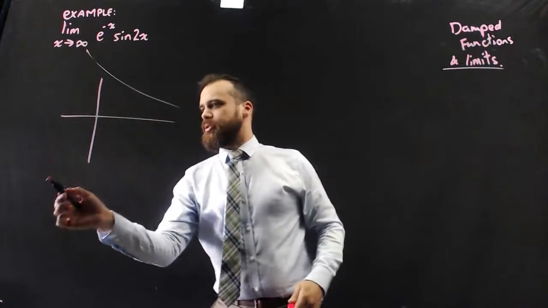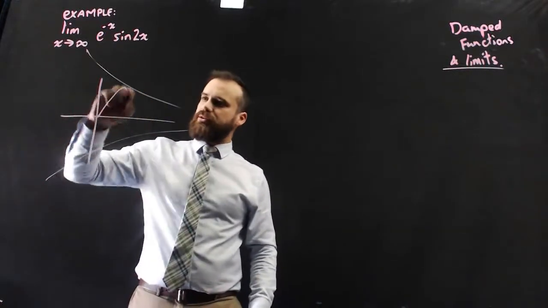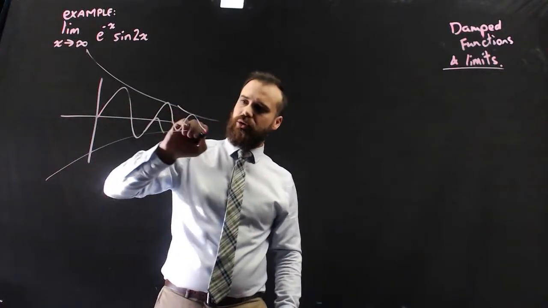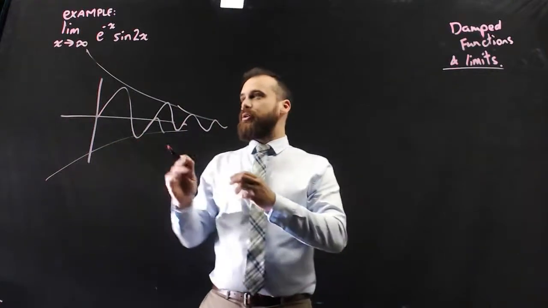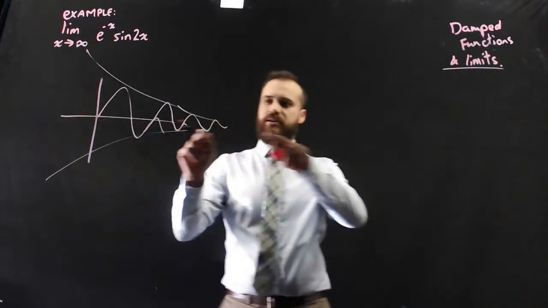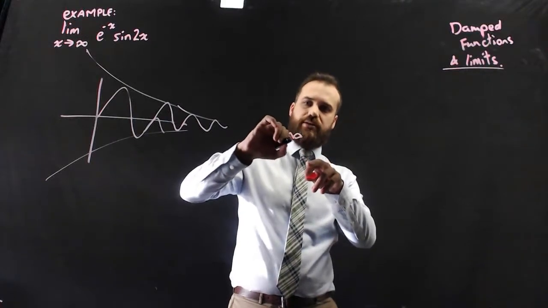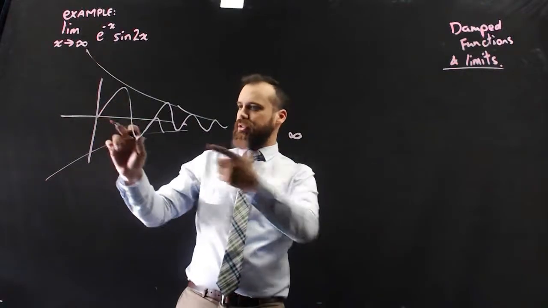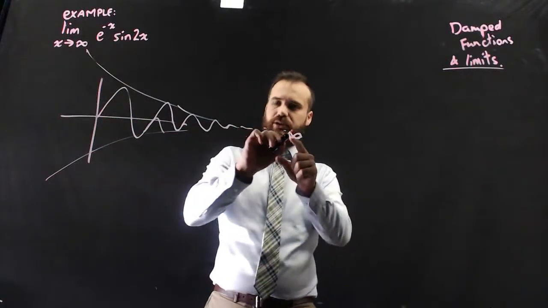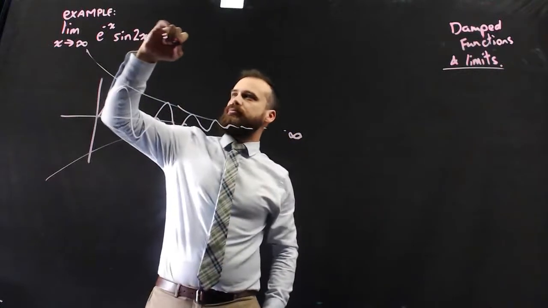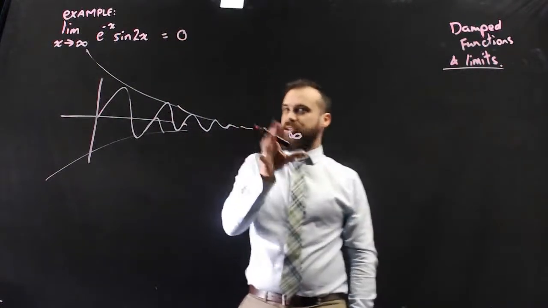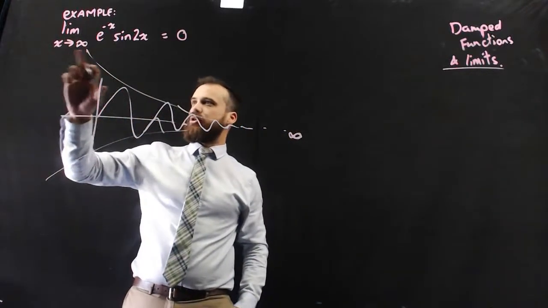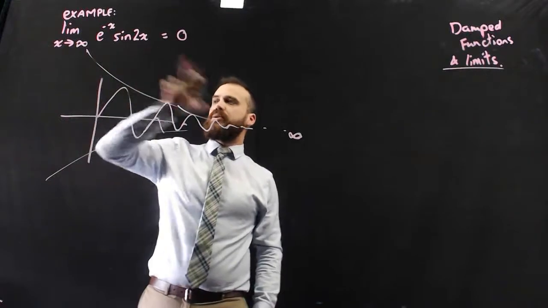It's an exponential, it's a sine curve, so it's sort of jumping between the two, getting smaller and smaller and smaller. So as x approaches infinity, here's infinity just over here, what does y approach? You can see that y is getting closer and closer and closer to 0. And that's it. That's all the work you have to do here. You just have to interpret it. The limit as x approaches infinity of e to the negative x sine 2x equals 0.